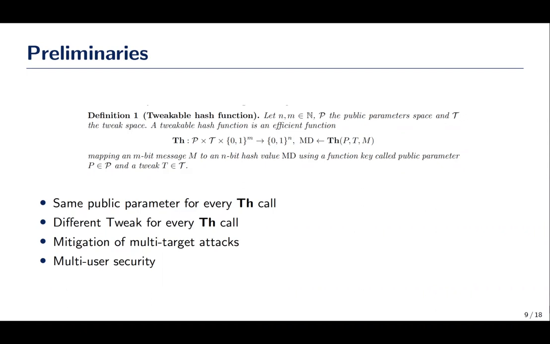Then the second parameter is the tweak. The main idea of the tweak is that it's different in every tweakable hash function call. So it helps to mitigate multi-target attacks. It performs a kind of domain separation. Imagine we had just one simple hash function to do all the hashing in SPHINCS+. Then, for example, finding a pre-image for at least one value in this big construction would be much easier. And the tweak helps us to separate these calls.